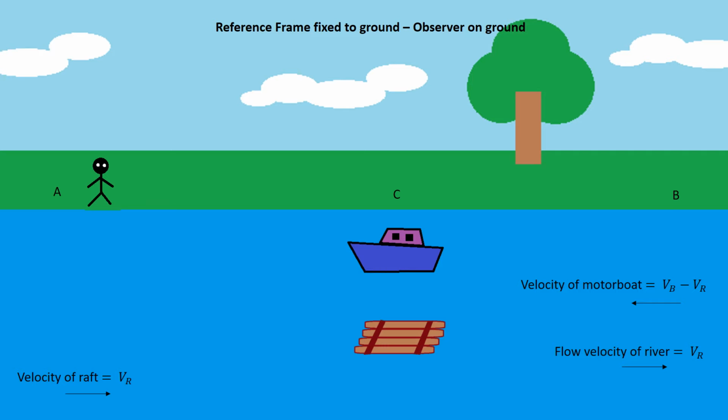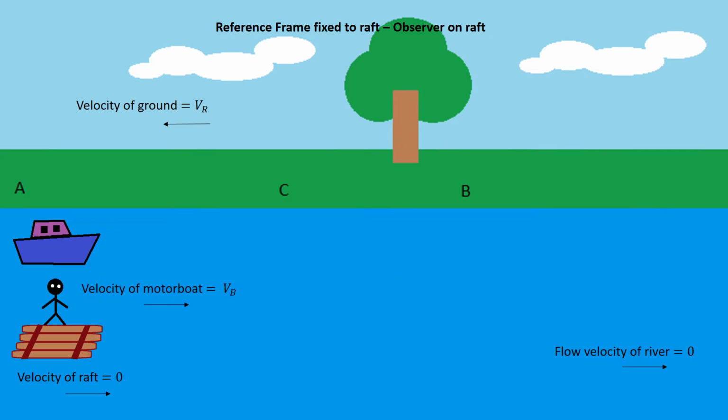But what happens when the observer is not on the ground? What happens when the observer is on the raft or somewhere else? So let's look into the case where the observer is on the raft. The observer standing on the raft is flowing with the river and doesn't notice the river to be moving. So he concludes that the velocity of the river is zero.